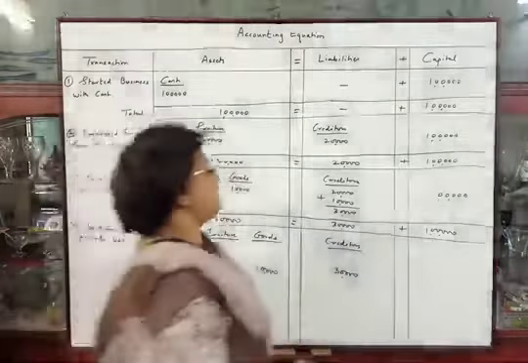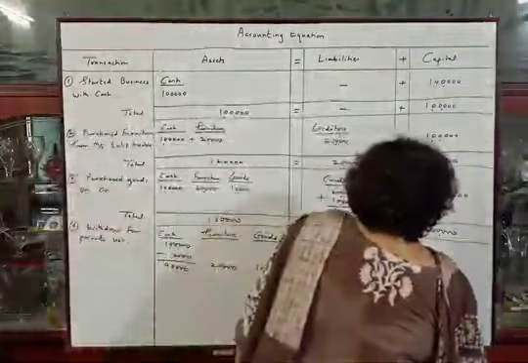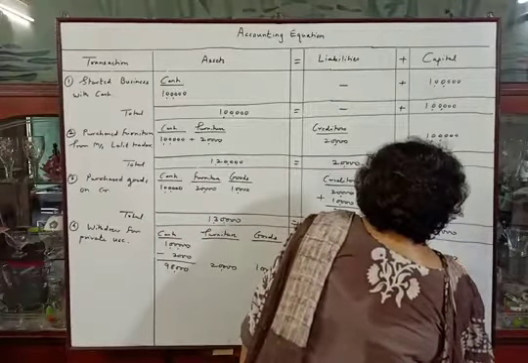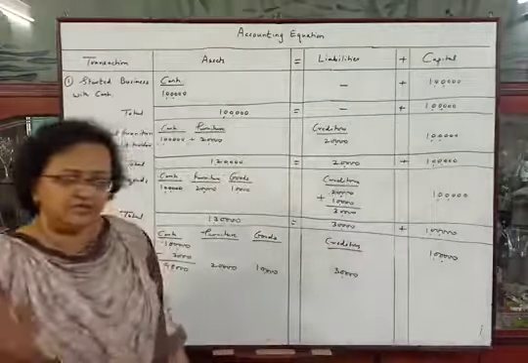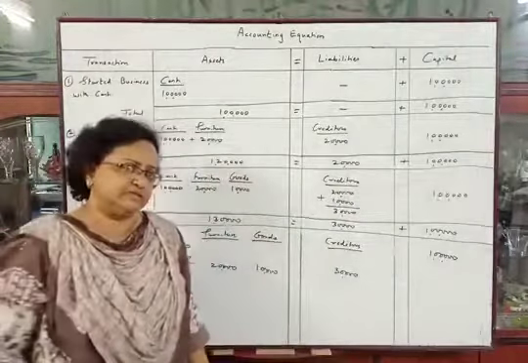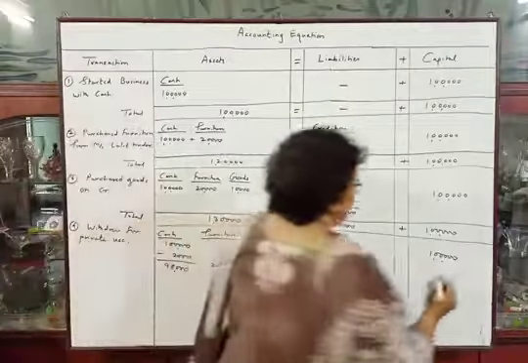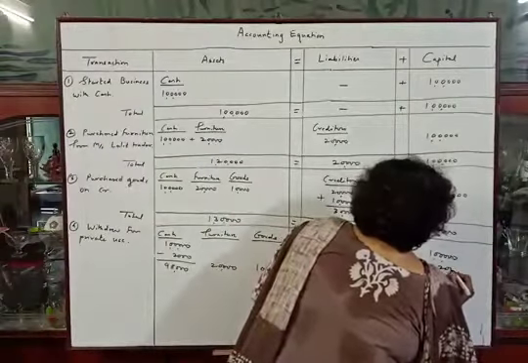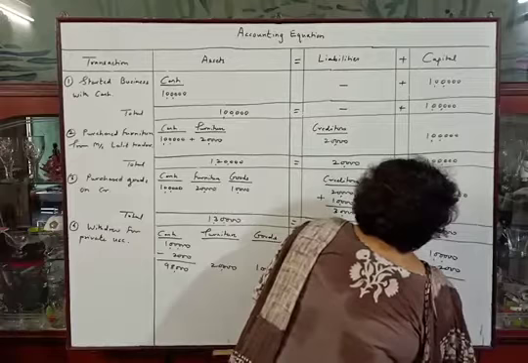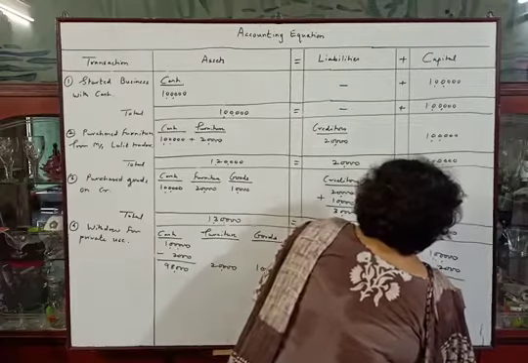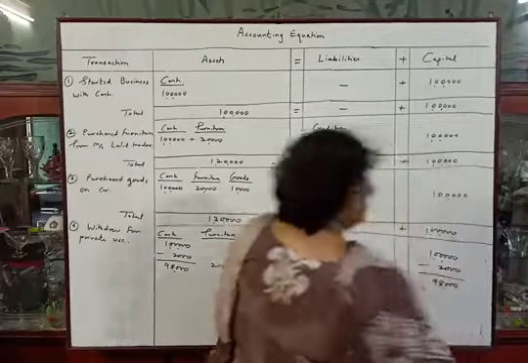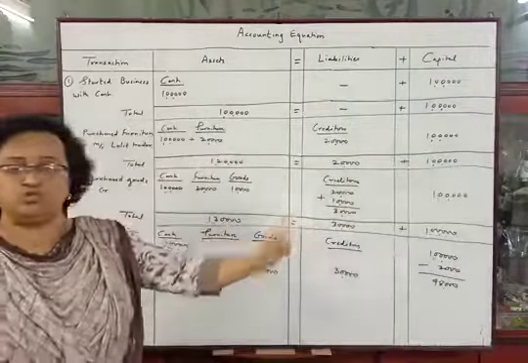Okay. And now capital. Here our old capital is rupees 1 lakh. But as the owner is withdrawing rupees 2,000 cash from the business, it will be his drawings and drawings will always be deducted from capital. So less drawings 2,000. So capital will remain rupees 98,000. Okay. 1 lakh minus 2,000.